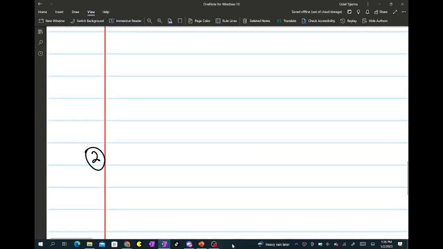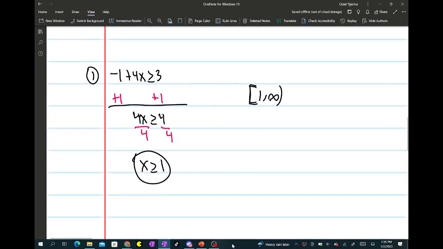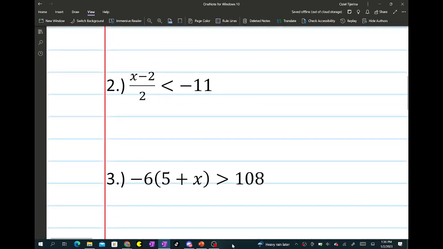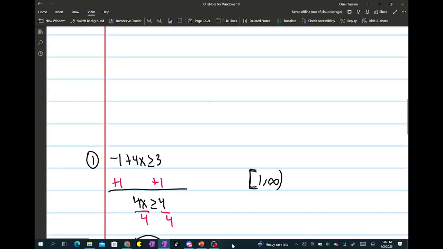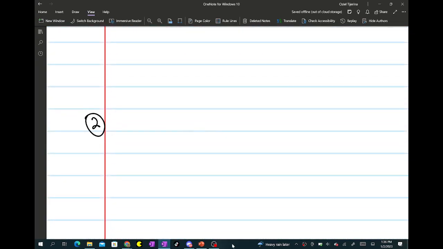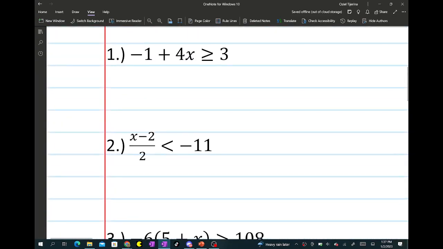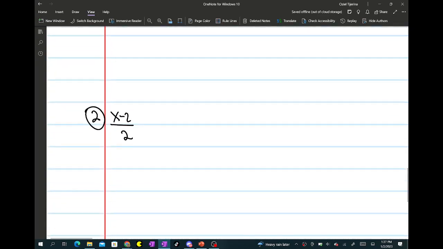I also want to say that I went from easy, so the first one was a pretty simple one. Now the second one is going to be a little more complicated, so let's look at that second one. It's x minus 2 over 2 is less than -11. This one is not really that complicated. I guess you can call it medium level.